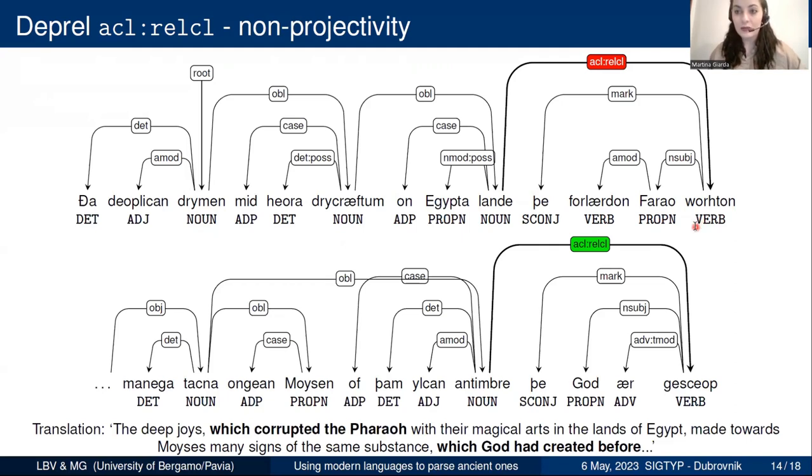However, we can say that the models recognize and correctly annotate relative clauses when their antecedent is just before the relative clause, as in the next part of the sentence, of the ilkan antimbre de godea yesheo, of the same substance that, with this the invariant complementizer. Of the same substance that God created before.